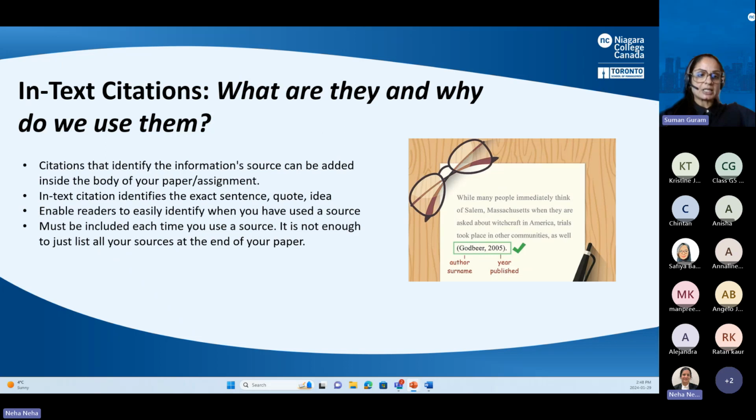So in-text citations, I'm sure you've heard this term. What are in-text citations and why do we use them? In-text citations identify the information source and they can be added inside the body of your paper and assignment. They identify the exact sentence, quote, or idea and enable readers to easily identify when you've used a source of information. These must be included each time you use a source. It's not enough to just list out all your sources at the end of your paper.